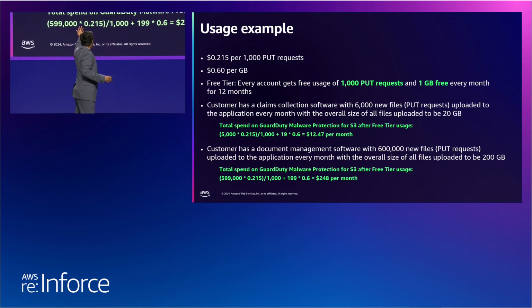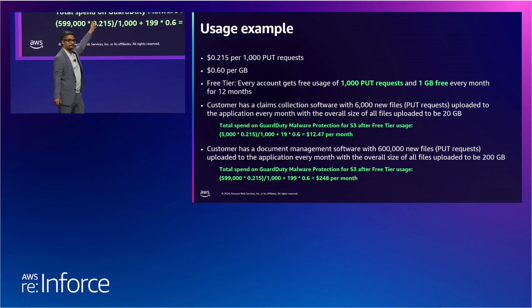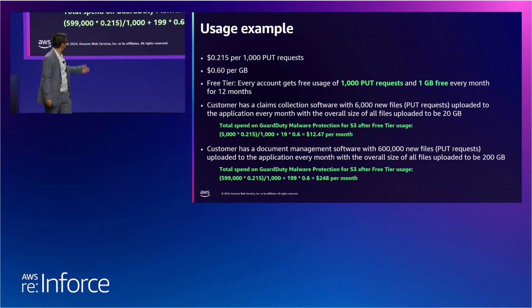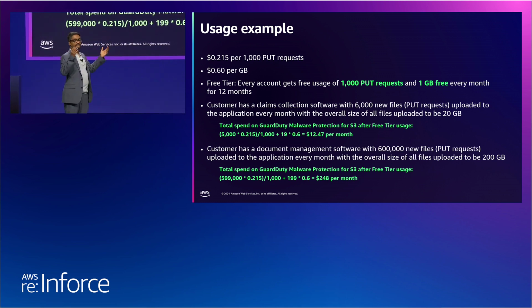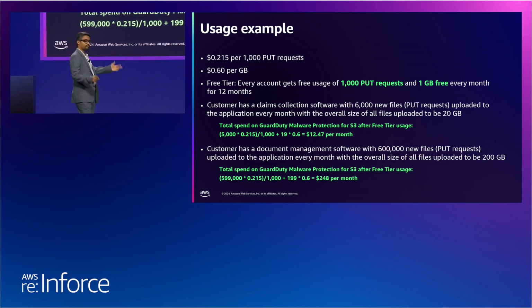And let's look at some examples. Varied sets, like the first one's a mom and pop shop, a small one wherein there are 6,000 files uploaded every month, which collectively is 20 GB, and the monthly spend for that will be close to $12.50. And the same way for a big enterprise that has close to 600,000 files uploaded, which ultimately turns out to be 200 gigs, it's close to $248.